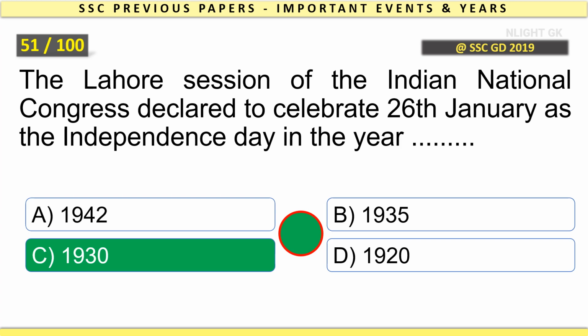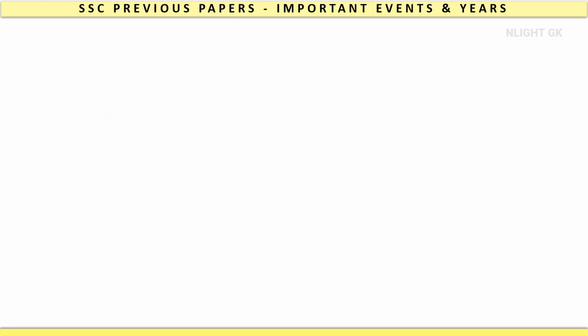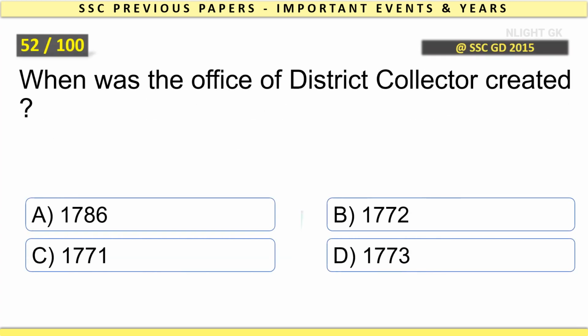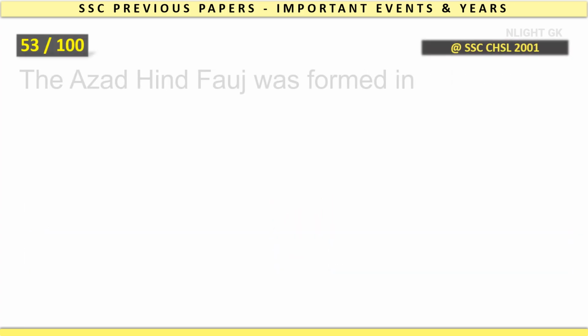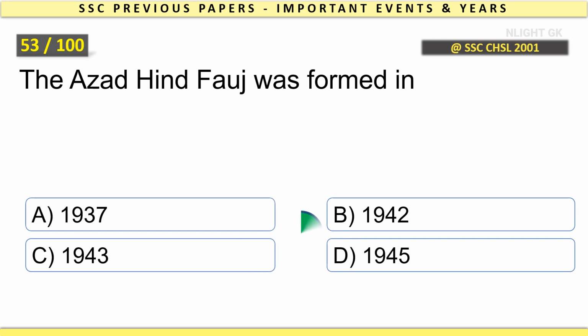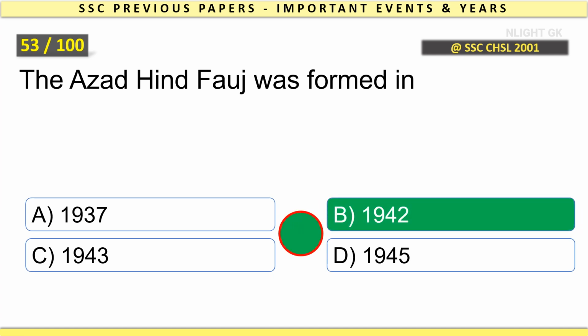In 1930. When was the office of district collector created? In 1772. The Azad Hind Fauj was formed in 1942.